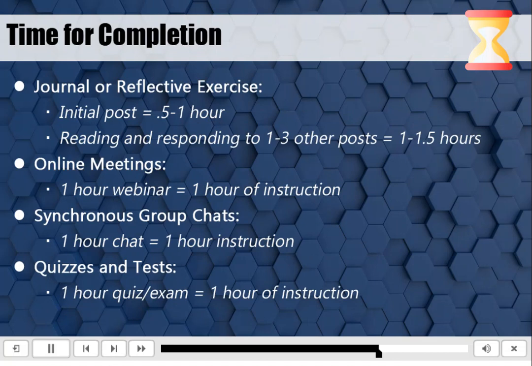Let's see. The journal is very similar again to the discussion forums in terms of time, and then we have the online meetings. 1 hour equals 1 hour. The synchronous group chats, which don't happen as much anymore, a 1 hour chat equals 1 hour of instruction, and a quiz or test, a 1 hour quiz or exam equals 1 hour of instruction.